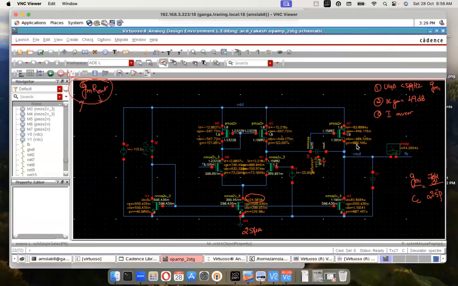What is GM? GM, we wanted 785. We are at 800. That's good. What are we limited by for the UGB of 5 megahertz? That's definitely the GM. Input GM is something that we have to take care of. Still 73. We can further increase the sizes to get to 78 micro of GM, and hence a higher bandwidth as well. We can go there. It's an iterative process.